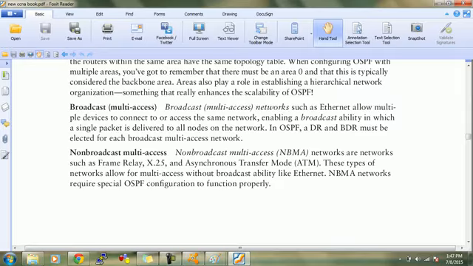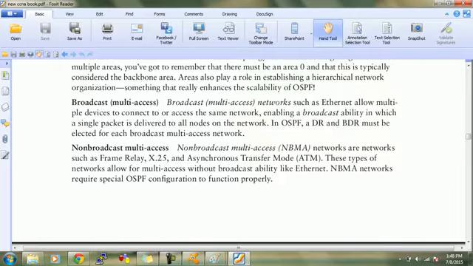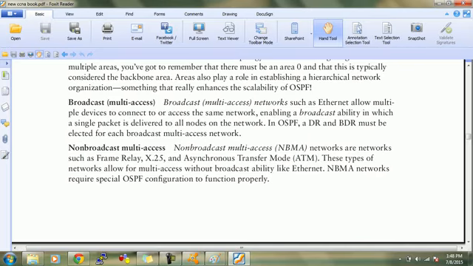Read broadcast first. Broadcast multi-access networks such as Ethernet allow multiple devices to connect to or access the same network, enabling a broadcast ability in which a single packet is delivered to all nodes on the network. In OSPF, a DR and BDR must be elected for each broadcast multi-access network. Did you understand this much? In case of broadcast, we have the concept of DR and BDR. Now read non-broadcast.